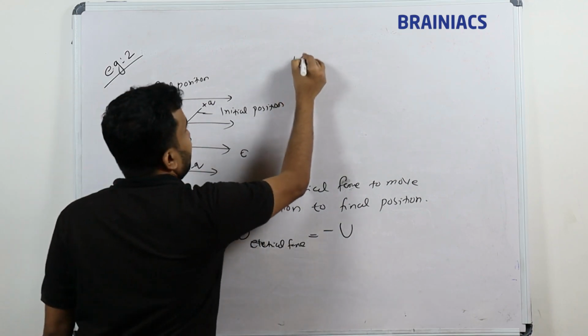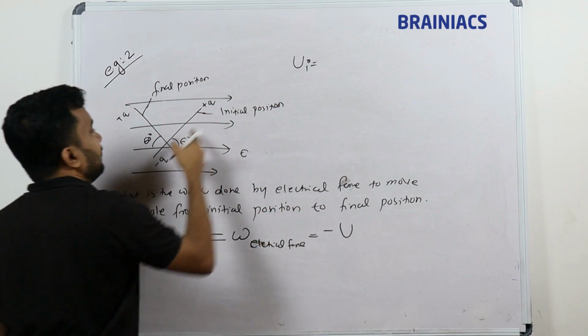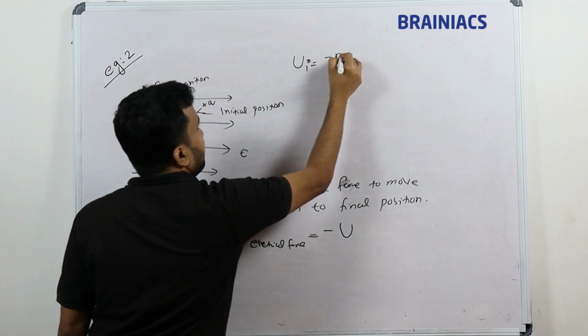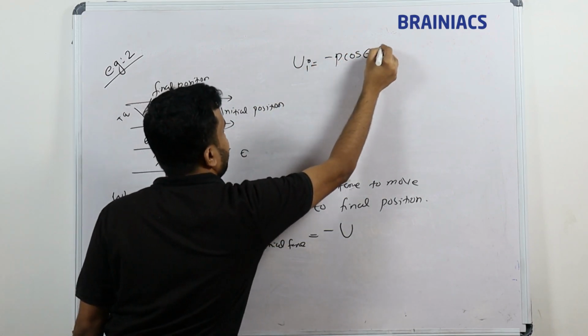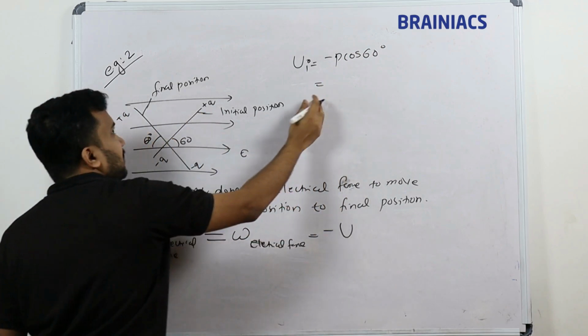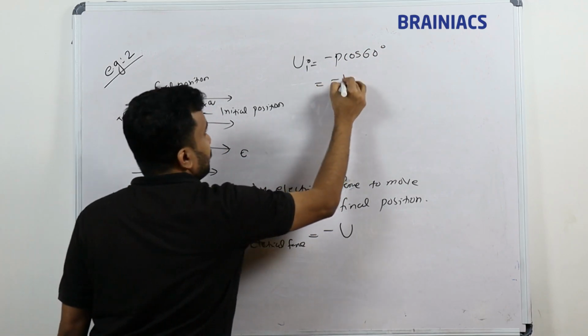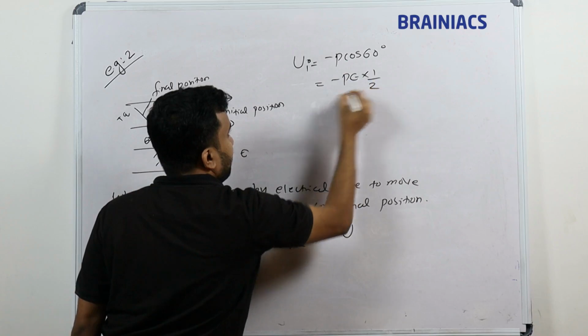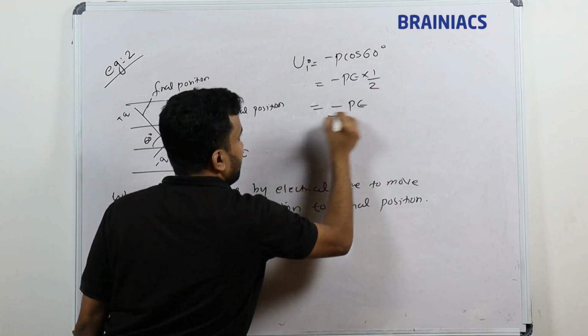So initially, the initial potential energy is like this. We just make an angle of theta. So minus PE into cos of 60 degree. So what is cos 60? Cos 60 means 1 by 2. So minus PE into 1 by 2, which is equal to minus PE by 2.